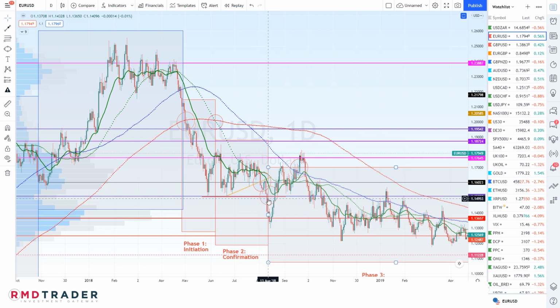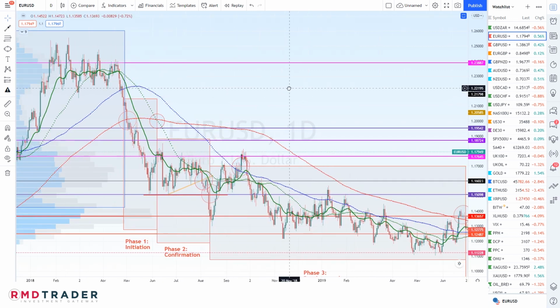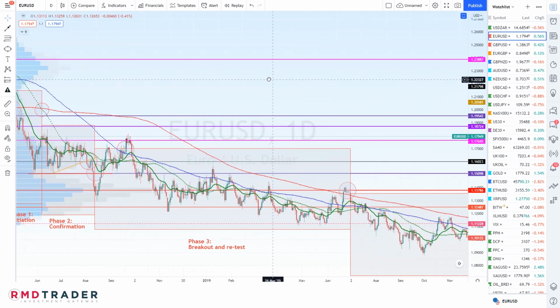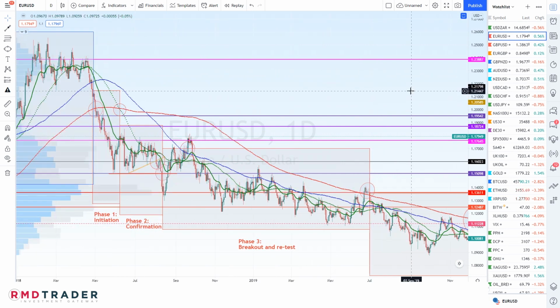This then allows us to move into phase 3, and phase 3 is where we're expecting price to pull back towards previous market structure or one of these MAs, and then continue to break lower and then pull back to retest a previous market structure or MA and continue doing that until it reaches the maturation phase.